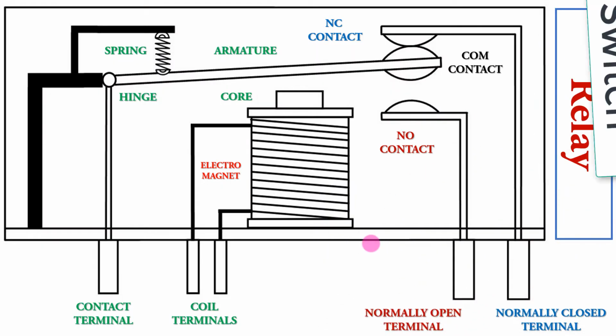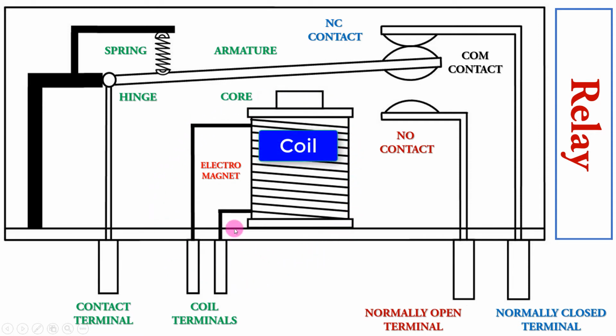So let us focus on the construction of the relay switch. It has a coil as shown over here. This is the construction details of the electrically controlled mechanical switch. Here we have got a coil. This coil acts as an electromagnet. Whenever there is current in the coil, it will magnetize the core and create magnetism. Whenever there is no current, the magnetism will be deactivated.